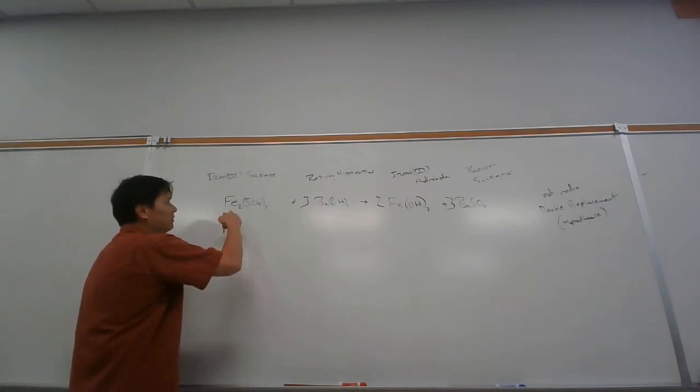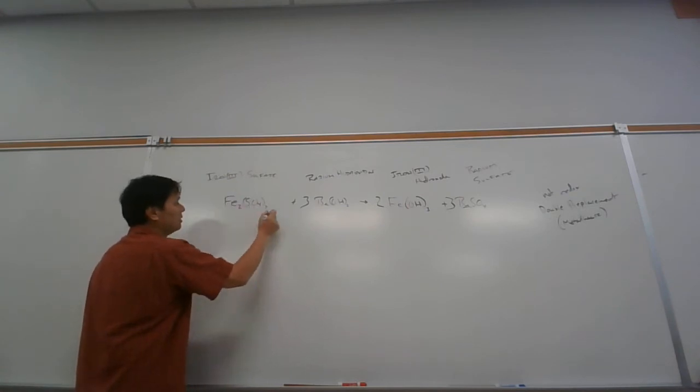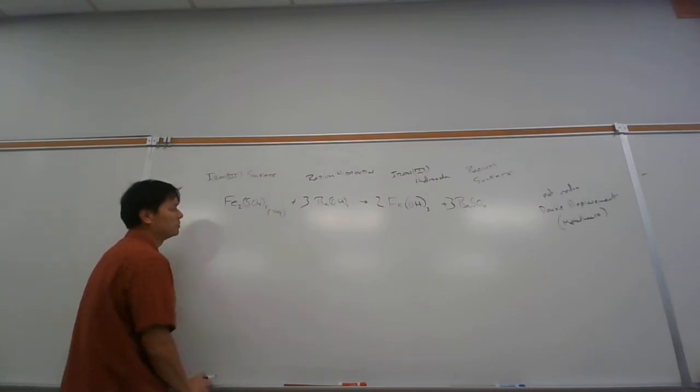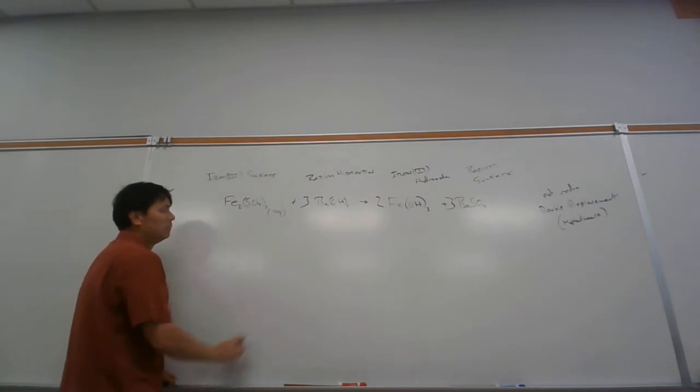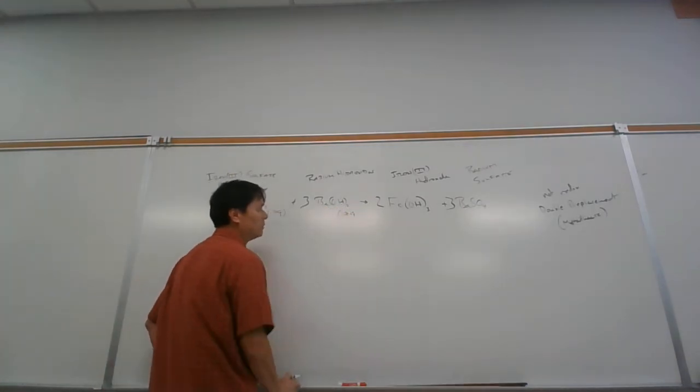It turns out that if there's water around, this is a green, this is a brown solid, and this will dissolve in water to form the aqueous solution. So that would be aqueous. Barium hydroxide is the same thing. It dissolves in water to form aqueous.